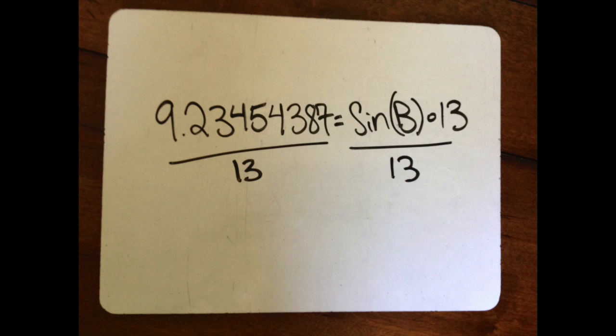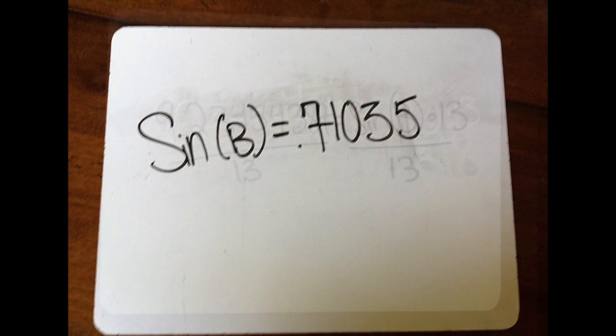Then, you must divide by 13 on both sides in order to get sine of b by itself, and eventually just angle b itself. Remember, it is very important to use as many decimal places as you can, or second answer, on your calculator in order to find the most accurate answer possible. Then, once you divide by 13, you'll find that sine of b is equal to 0.71035.